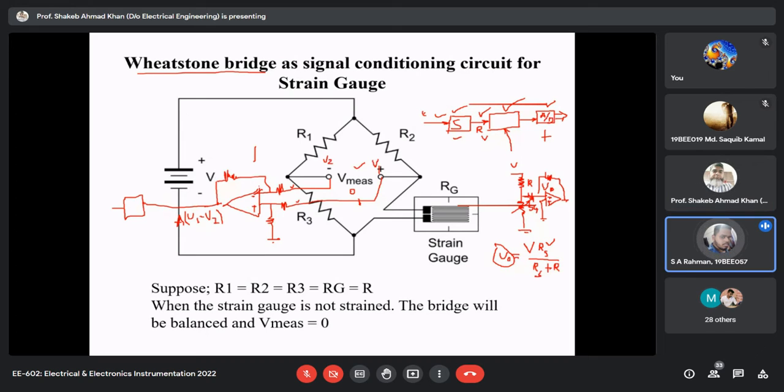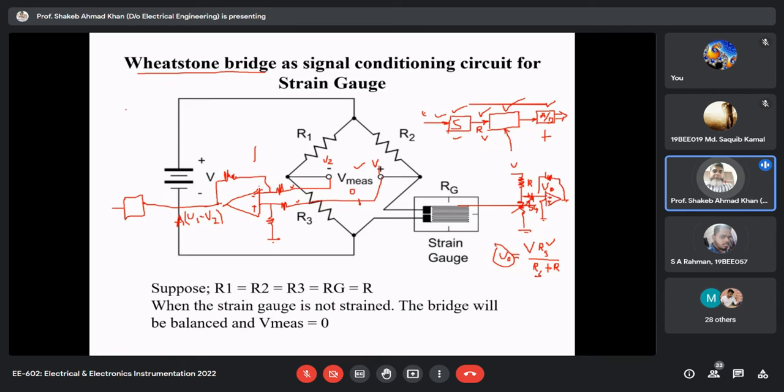Sir, V1 minus V2 is proportional to the change in resistance or fractional change in resistance? Change in resistance and fractional change in resistance, this is only a matter of how you wish to indicate your resistance.